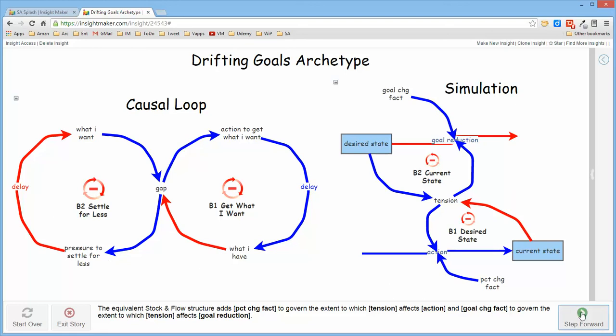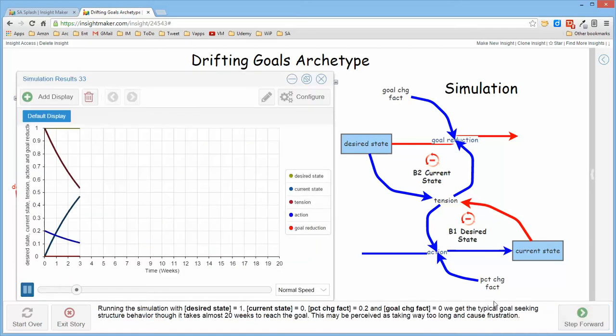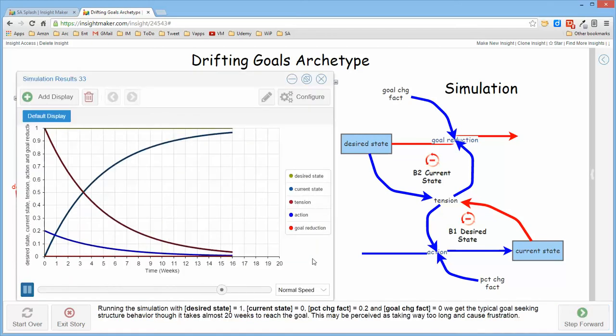So if I start this out with the goal change factor set at zero, I end up with the typical balancing loop behavior, which is, this is the goal, this is the current state, which migrates toward the goal as the action declines and the tension declines. Though notice that in this particular situation, it takes about 20 weeks to turn the current state into the desired state, which may be extremely way too long.